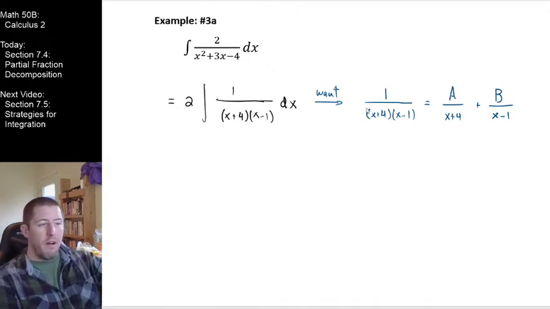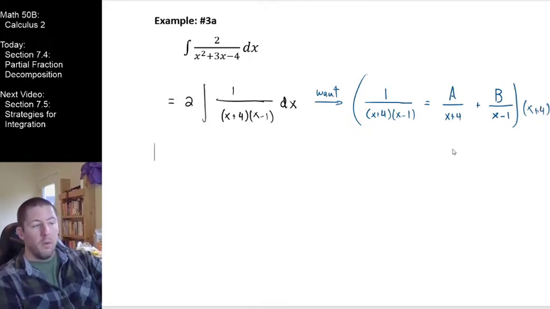The way that I'm going to get rid of all the fractions is I want to multiply the entire thing by this denominator over here. So I'm going to multiply the entire expression by x plus 4 times x minus 1. What that's going to leave me with is on the left-hand side, I'm only going to get 1. All right, I cleared the fraction there. I multiplied by x plus 4 times x minus 1.